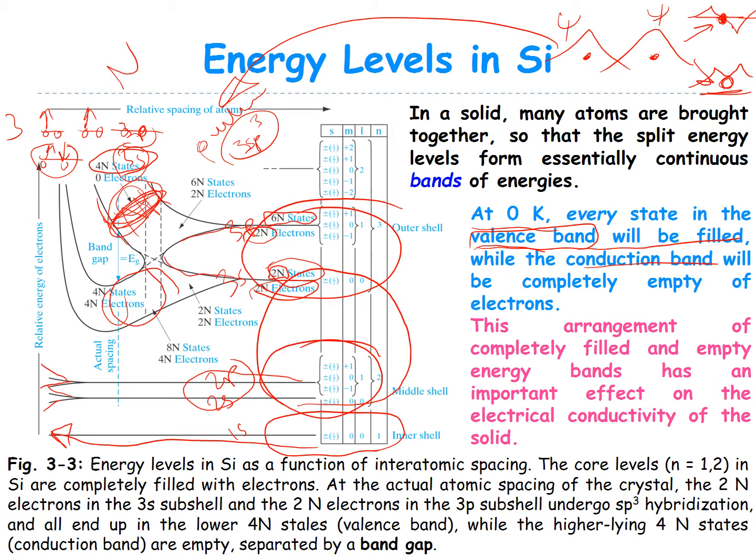Now we call this one the conduction band because once an electron goes up here, it means that it is free from the influence of the atoms in the lattice. So it's free to move around and carry electricity. This arrangement of the completely filled and empty energy bands has an important effect on the electroconductivity of solids, as we'll see later on.